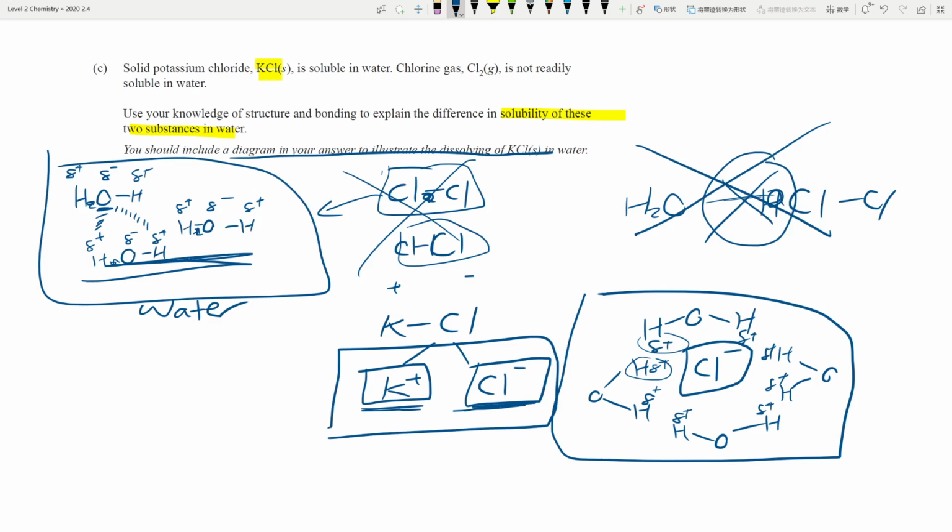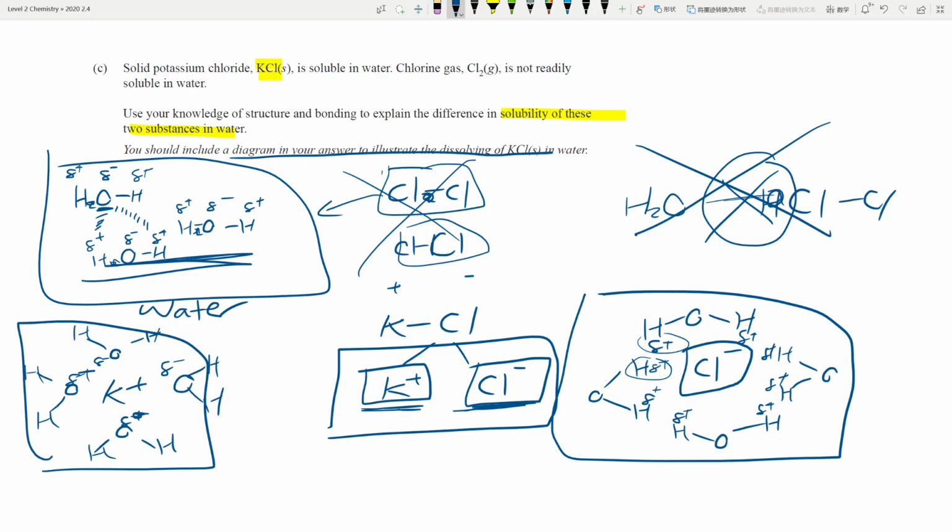Okay, so with the K plus, it's going to look a little bit different because K is positively charged, so it's going to get surrounded by the negative end of the water molecule, which is the oxygen. So the oxygens are slightly negative, slightly negative, slightly negative. So this force of attraction again is stronger than the K plus and Cl minus force of attraction.